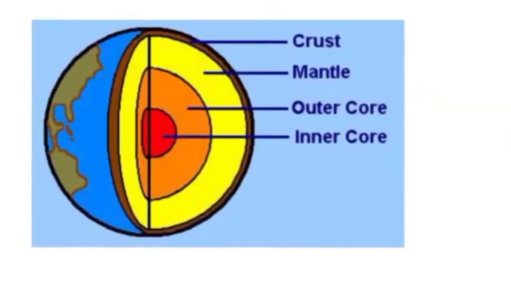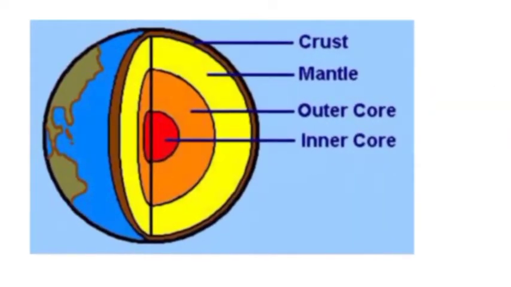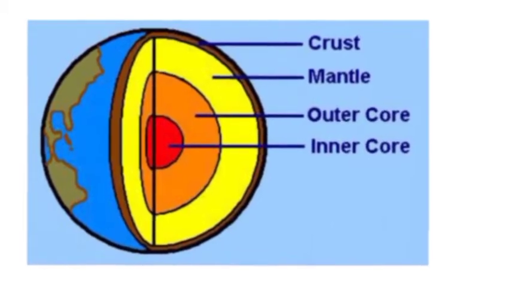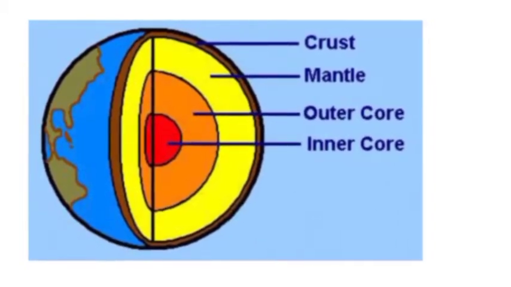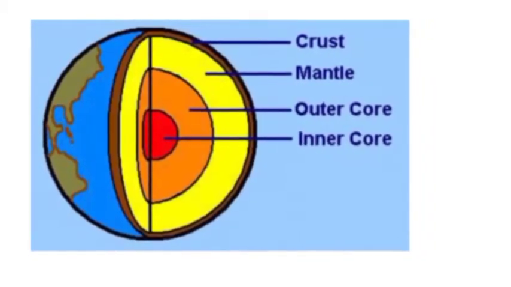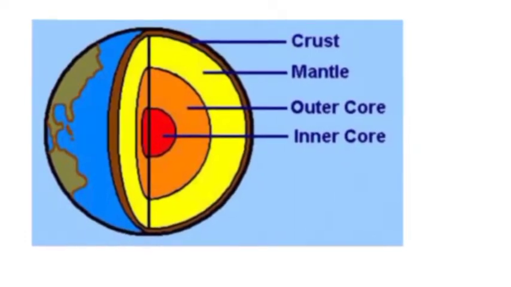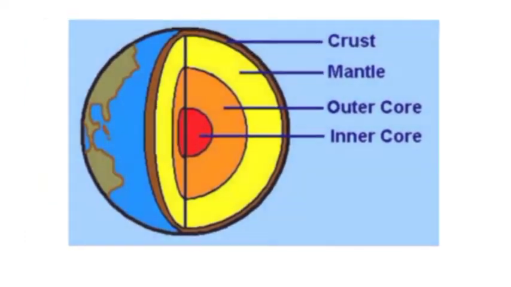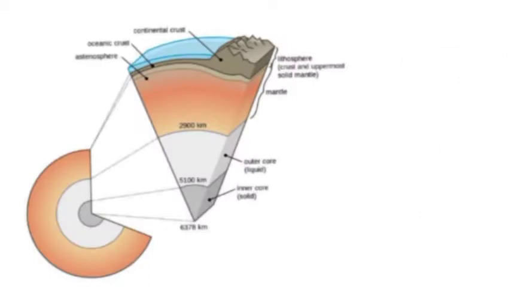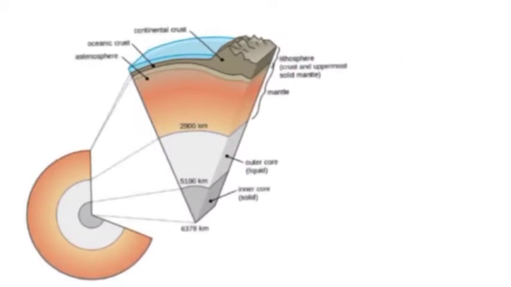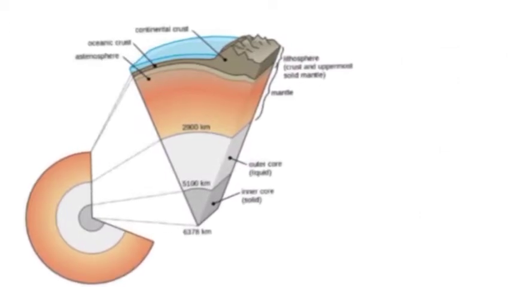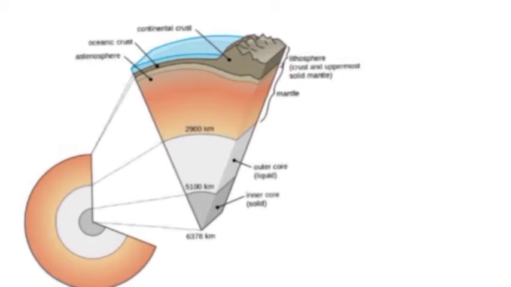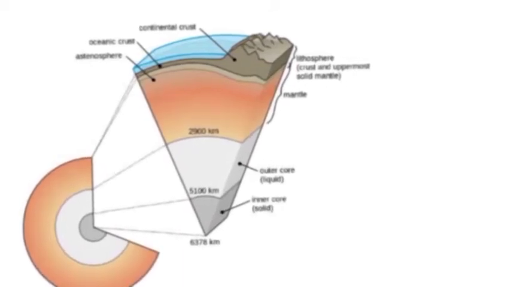Yes or no? The outermost part where we live is known as crust. Then if you go down inside the earth, inside the mud, then you will get mantle. Then third one is outer core, and the most interior part is inner core. Okay, so you can see in this picture how it is classified. Last one is inner core. The outer part is called crust.